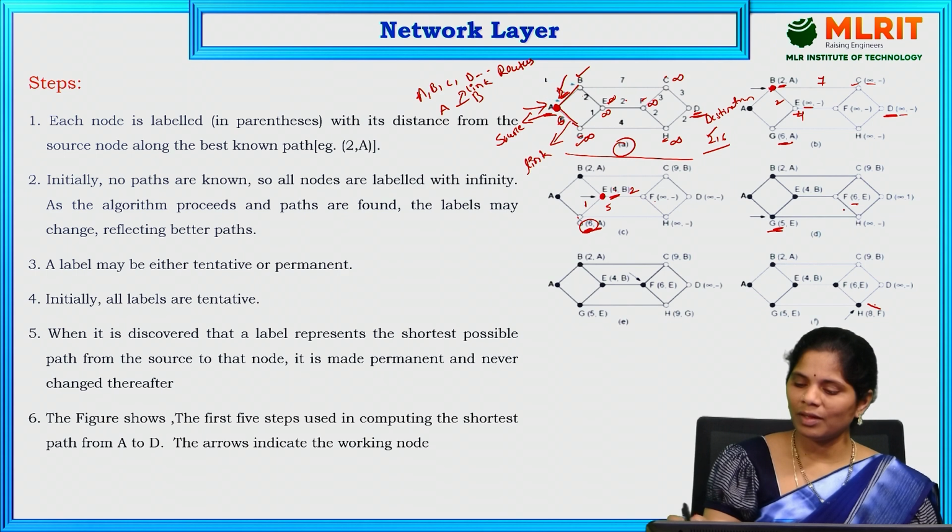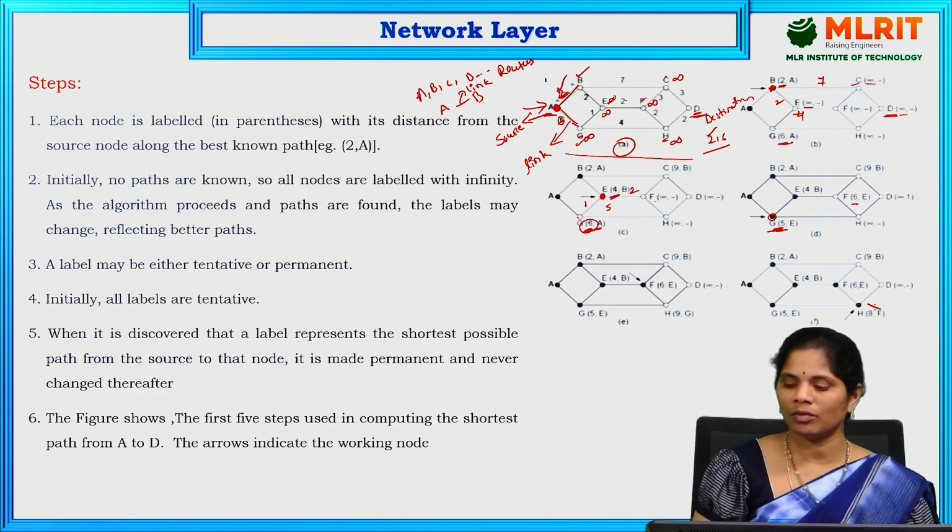So which one is the best one? Here 6 is there, here 5 is there. Which one is the shortest? 5 is the shortest. That's why we are selecting the G node. Next one is the G node. That is also a working node, the next working node.